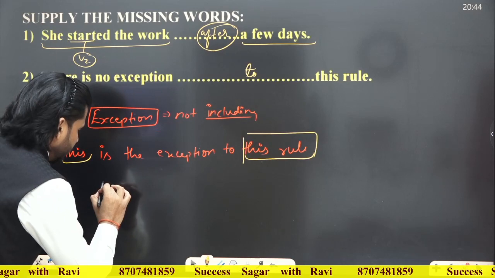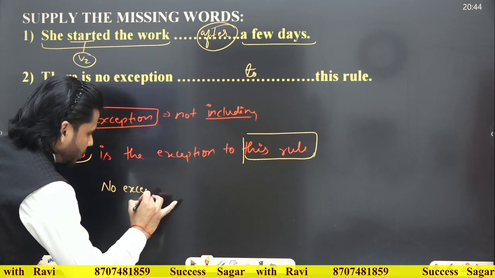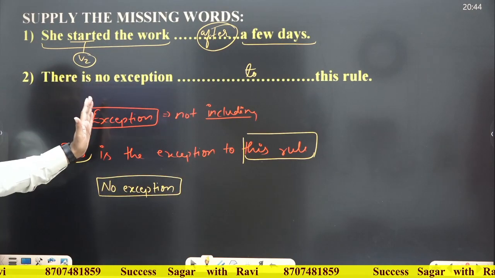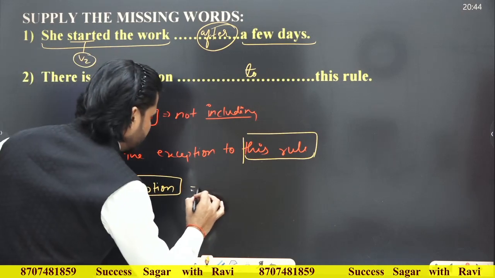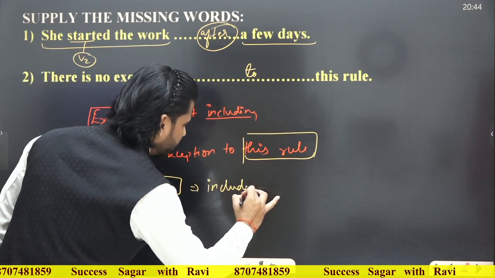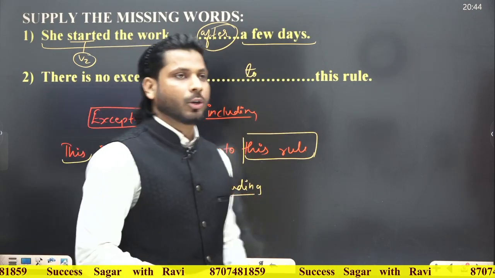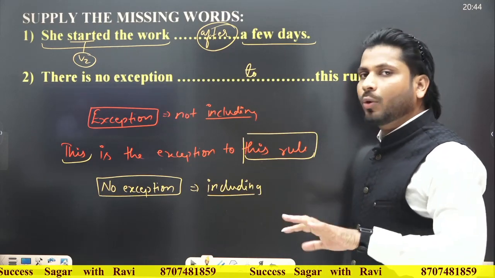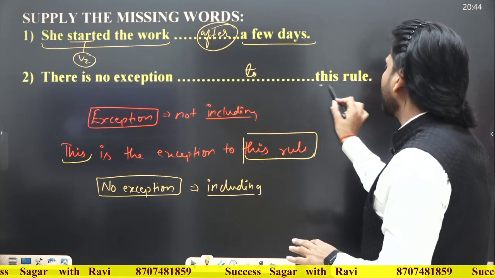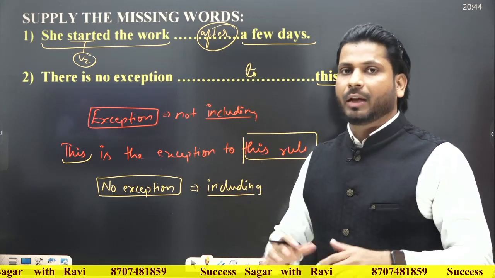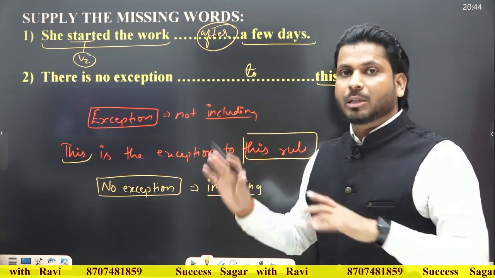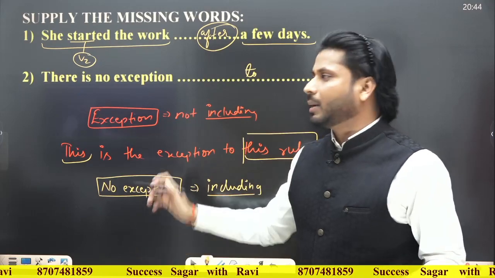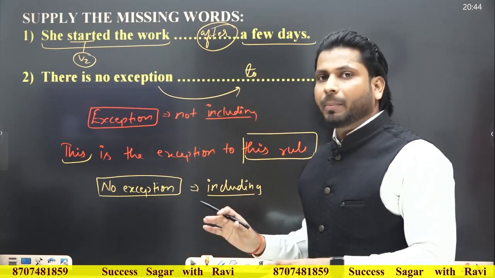What about no exception? No exception means what? There is no exception to this rule. No exception means including. It means everything is included, nothing is excluded. If you read the sentence carefully, you will come to know there is no exception to this rule. It means this rule is applied everywhere. Nothing is left where this particular rule is not applied. So whether you use no or not doesn't matter, but with exception in the given sentence, according to the meaning, we'll use the preposition to.